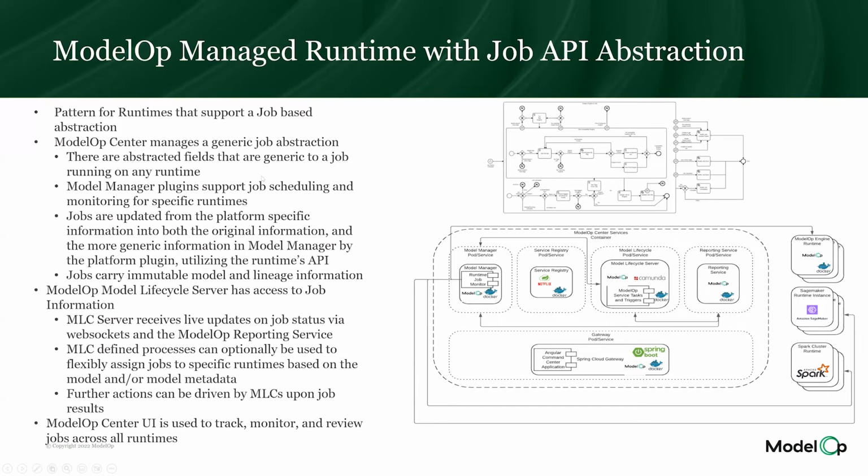So we do provide, as I mentioned earlier, a job abstraction. Not only do we have what we already previously talked about, a ModelOp engine runtime job, but we also have a SageMaker transformer training job, or a Spark job that actually runs, as well as a Dataiku job and others. So we have a consistent way to take a model, independent of type, and through using the model life cycles, execute jobs on these different platforms in a consistent pattern.